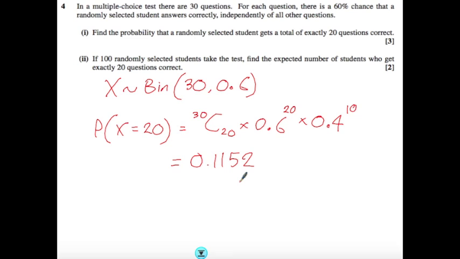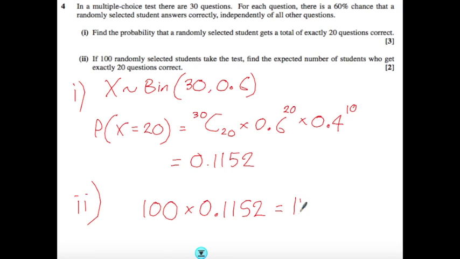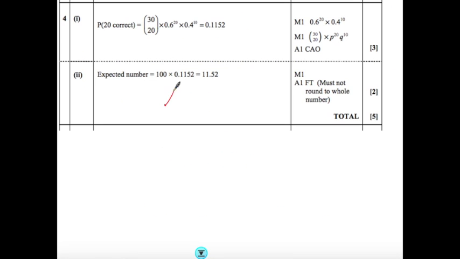Right, if 100 randomly selected students take the test, find the expected number of students who get exactly 20 questions right. If you think about what's going on, we're taking 100 students and each of them has a 0.1152 chance of getting 20 questions exactly correct. So the expectation would be 100 times 0.1152, so about 11.52. Good, so that's what they've got there. And careful, remember an expectation doesn't have to be a whole number, so make sure you don't round it.